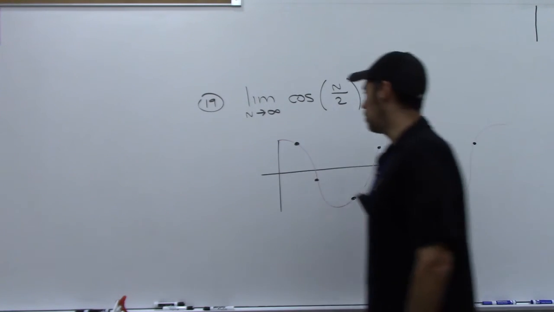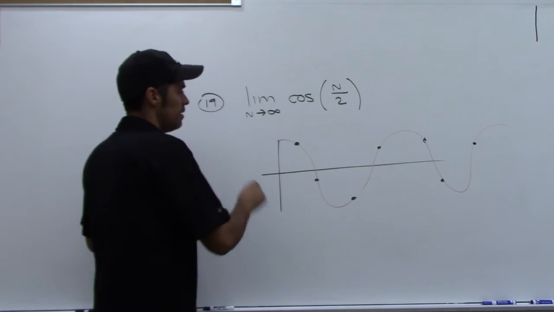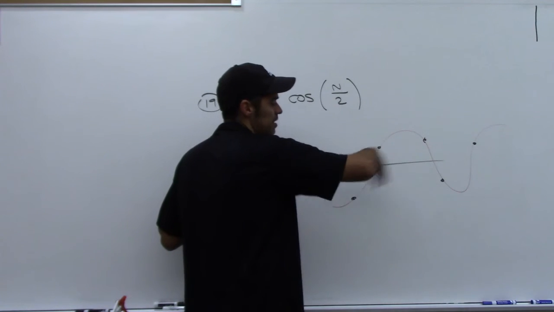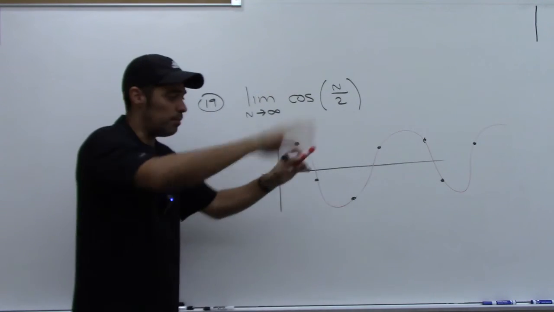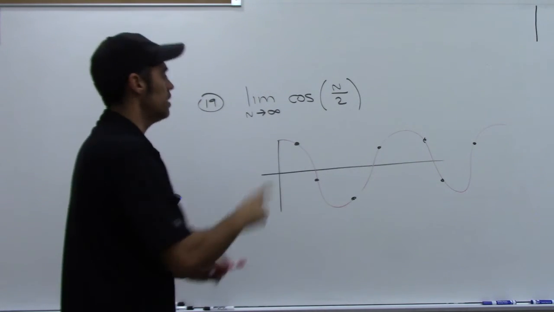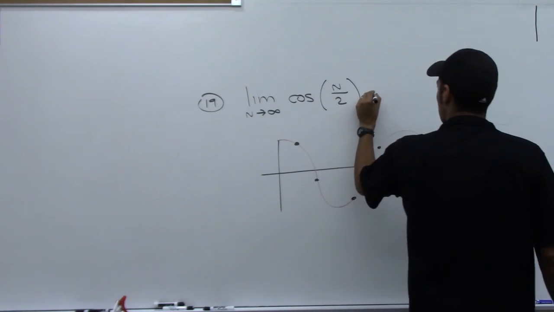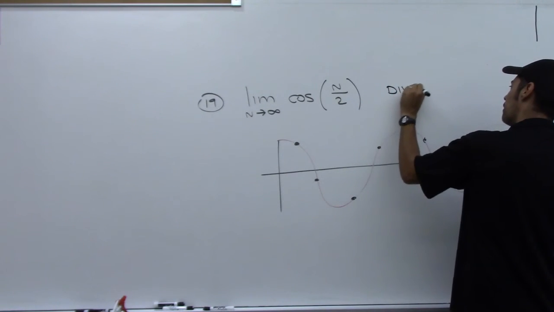I hope it's pretty obvious from this that the further you go out, these black dots are just going to be scattered all over the place, and they're not headed to one particular number. So this one would diverge.